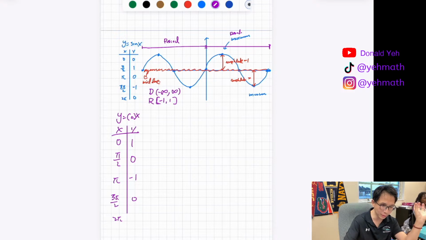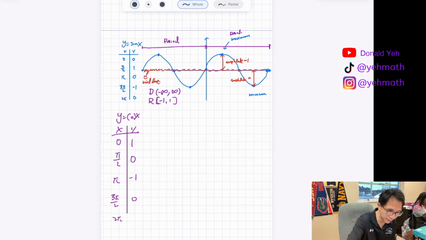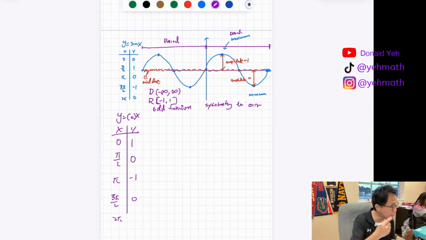So if it's even, then think about symmetry to the y-axis. Symmetry to the y-axis is actually even. This is your y-axis. That should be even. So this is actually an odd function, because it is symmetric to the origin. And the reason I can tell is I can plug in another point, negative pi over 2. What is sine of negative pi over 2?